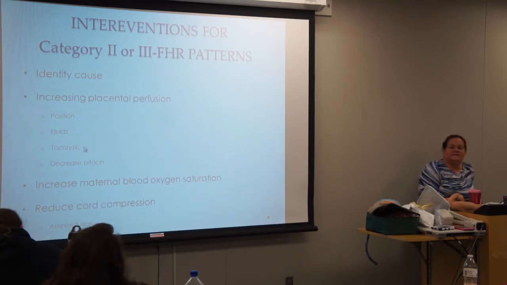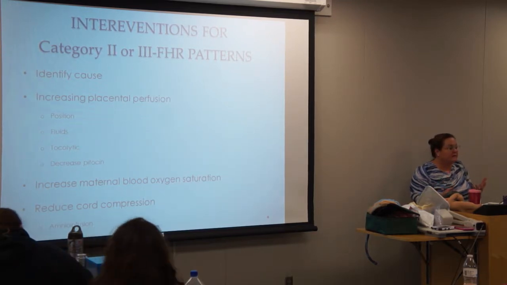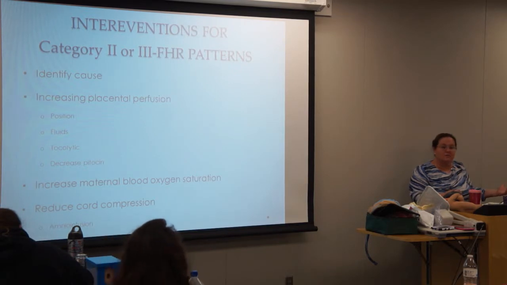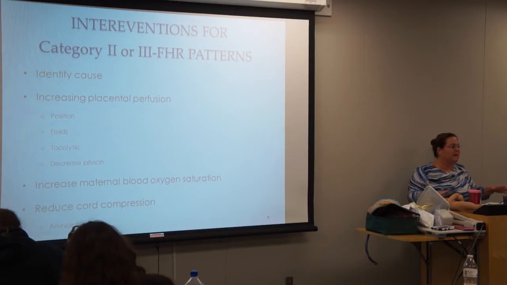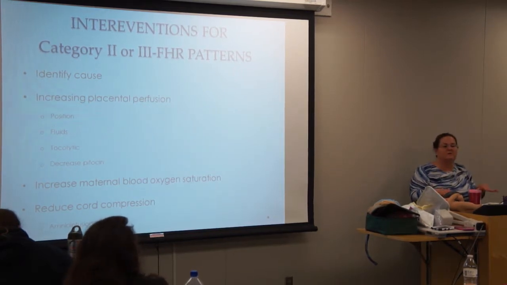So a tocolytic is a medication that stops the uterus from contracting. Because in this case, we have a fetus who's in distress, and the contractions are making it worse. So we want to now relax the uterus. If she's in spontaneous labor, it doesn't matter. We're going to relax the uterus. If she was on Pitocin, we want to relax the uterus. So we'll give a tocolytic.